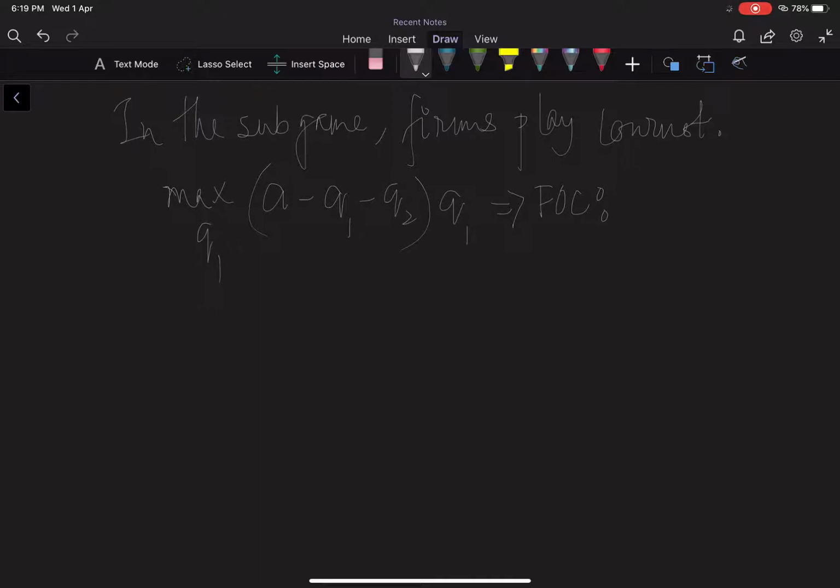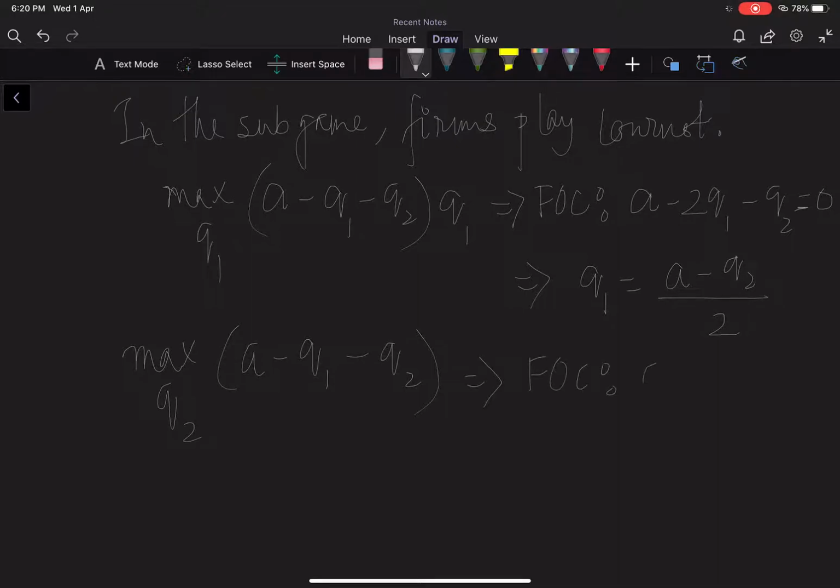If you take the derivative with respect to Q1, you get A minus 2Q1 minus Q2 equals 0. That gives you the best response function: Q1 equals (A minus Q2) by 2. Okay, so that's the best response function of firm 1 for any given Q2. Similarly, firm 2 will maximize (A minus Q1 minus Q2) times Q2. If you apply the same first order condition, you will get Q2 equals (A minus Q1) by 2, right, by symmetry of the problem.